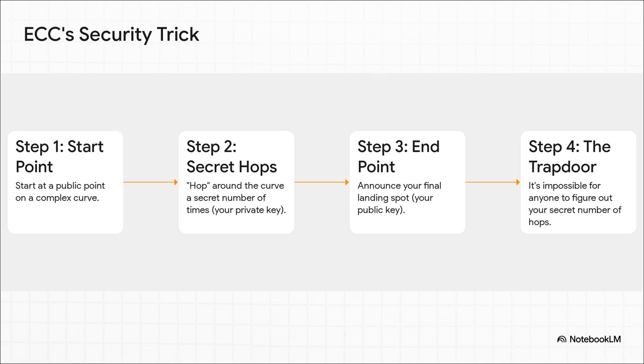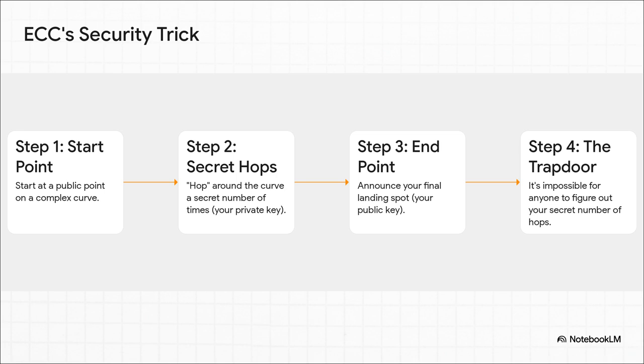Okay, let's try a simple analogy to see how this trapdoor works. Imagine there's this weirdly shaped curve, and everyone agrees on a public starting point on it. Now, your private key, that's just a secret number that only you know. Let's say it's the number of hops you're going to take along the curve from that starting point. So you do your secret number of hops, boop, boop, boop, and you land on a new point. That final destination, that's your public key, which you can share with the world.